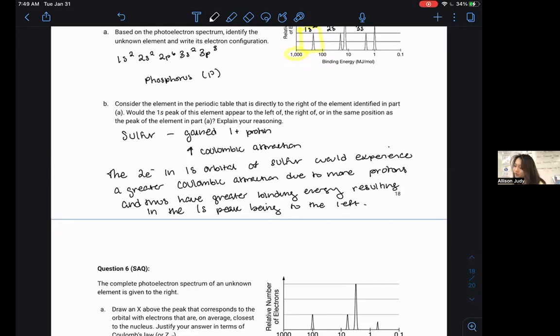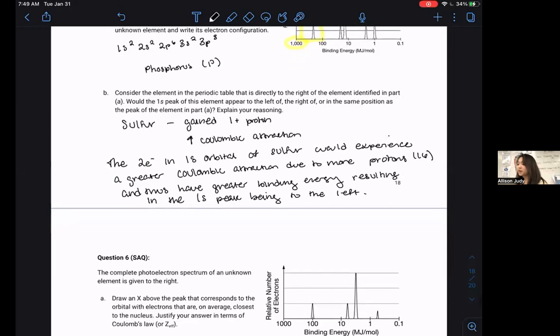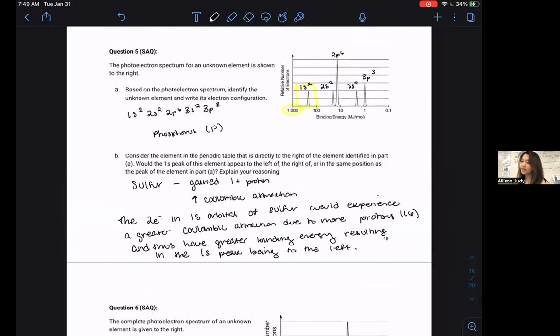Okay. So if you want to be even more specific, you could say, right, more protons, 16 instead of 15. And yeah, so that's the end of today.